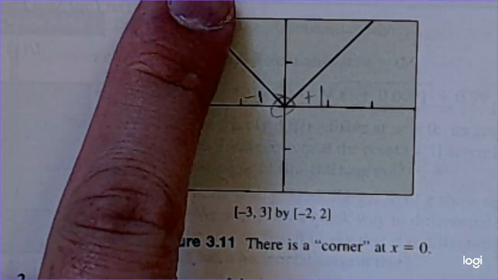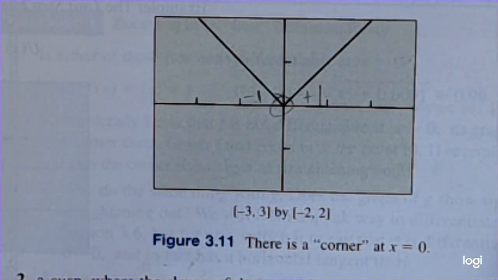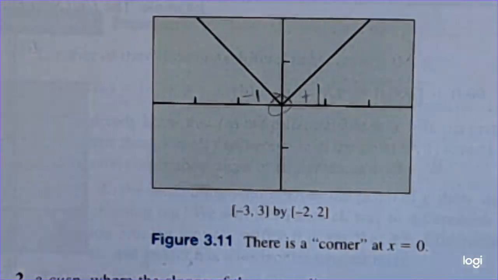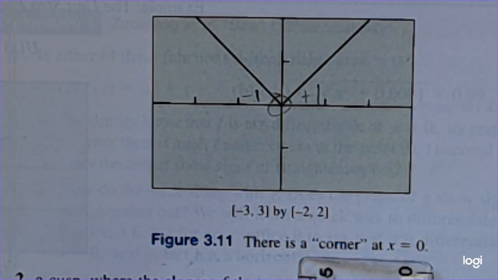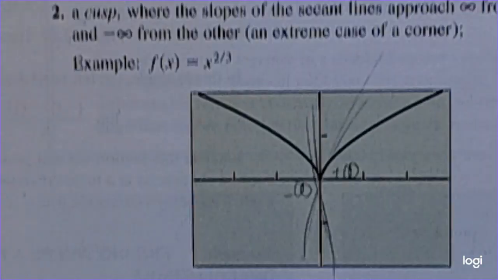So right here we can see the slope. This one has a slope of -1. This one has a slope of +1. So if we were to compute the left-hand derivative and the right-hand derivative, they would not match, meaning this is not differentiable. The key thing there is whenever you see a corner, corners are not differentiable. Let's go to the next one.